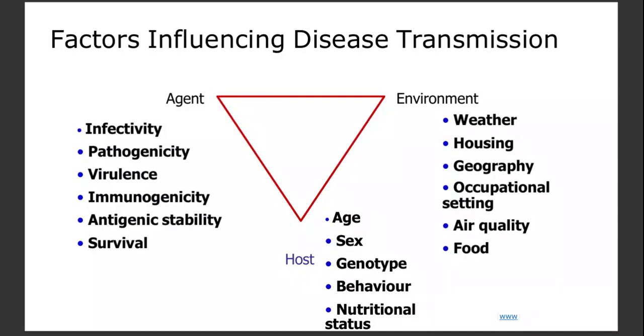So when you look at the agent, it has some things that make it able to cause disease. Number one, infectivity, the ability to spread the disease. So disease can actually spread from one person to another person because the agent has that capacity. And then there's pathogenicity. Pathogenicity is the ability of the agent to cause changes in the body. For example, say, the HPV virus.